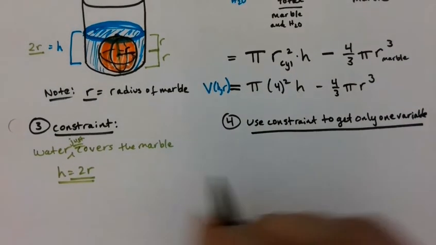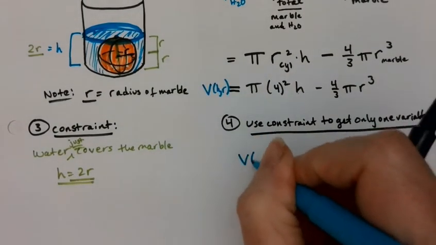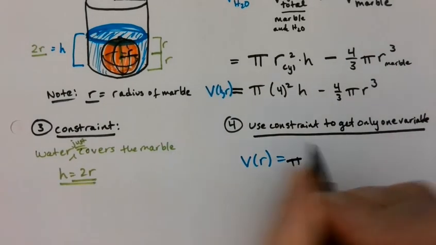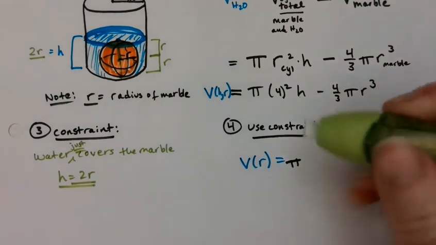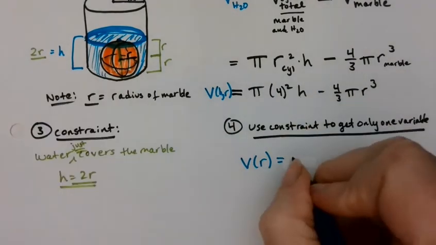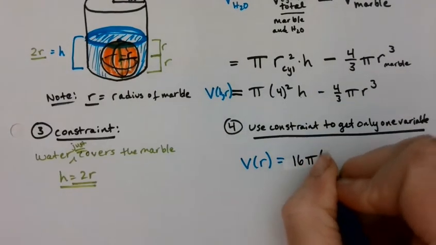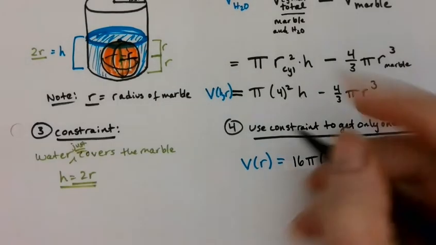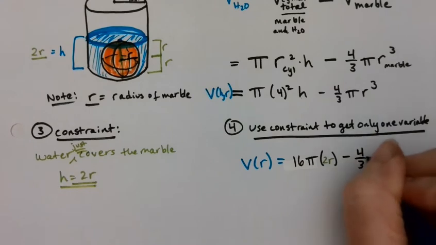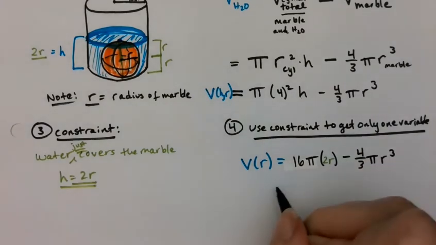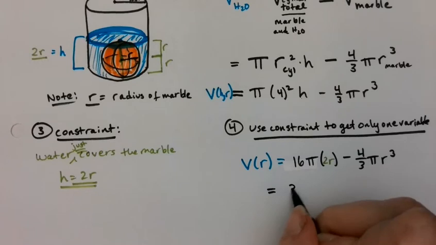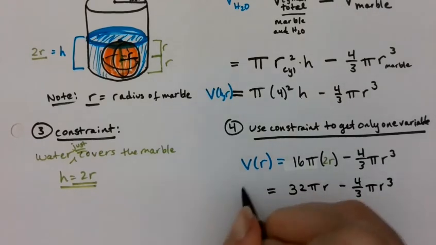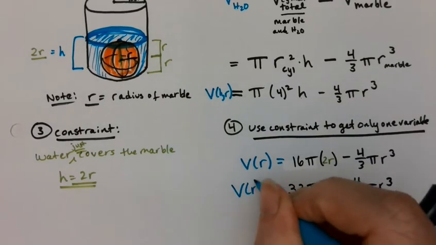Okay, so that would make the V of r function, which would be pi, let me just change that. 4 squared is 16, so I'm just going to call it 16 pi times h, but instead of h, I'm going to put 2r minus 4/3 pi r cubed. And we all know, hopefully, 16 times 2 is 32, so it's 32 pi r, take away 4/3 pi r cubed. This is our new volume function.